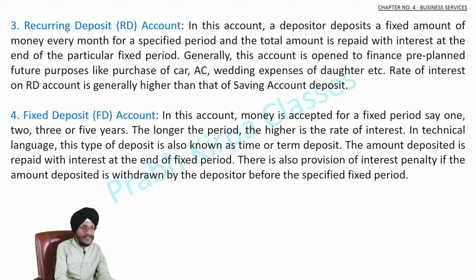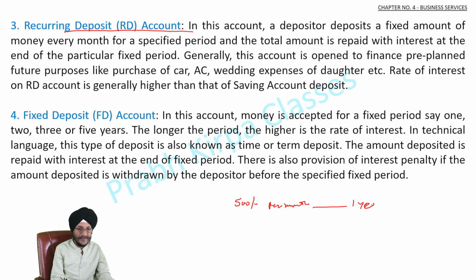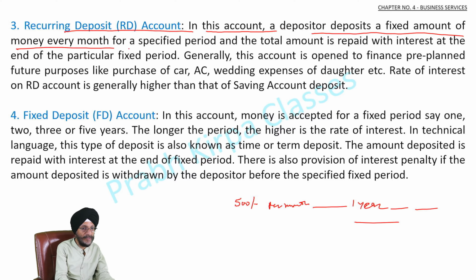Next is a recurring deposit account. What is this type of account? Suppose we may deposit 500 per month in this account for a period of say 1 year, 2 years or more. So let us understand it in detail. In this account, a depositor deposits a fixed amount every month for a specified period, and the total amount is repaid with interest at the end of the particular fixed period.